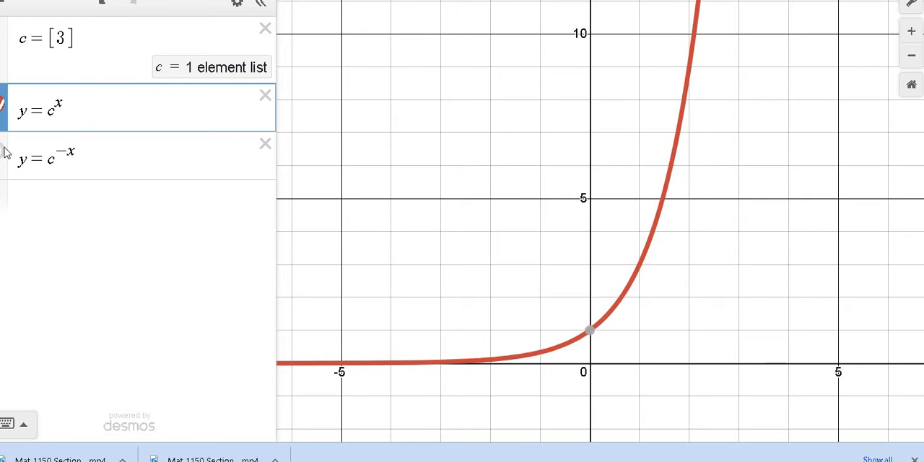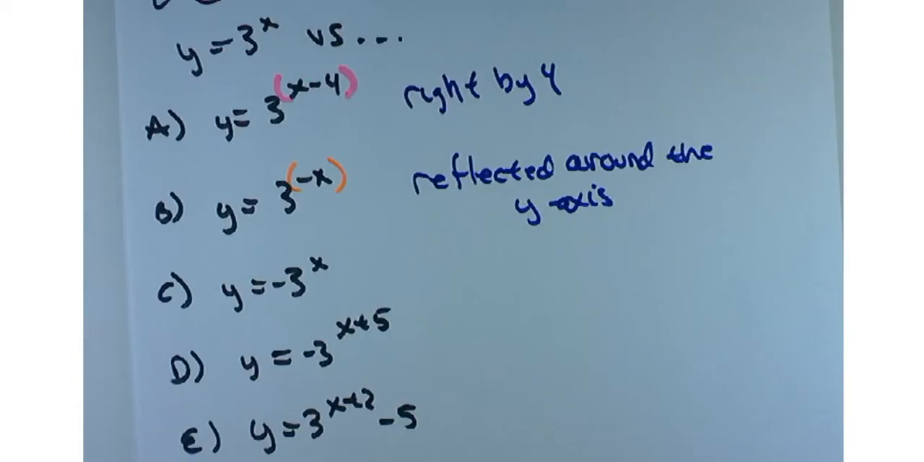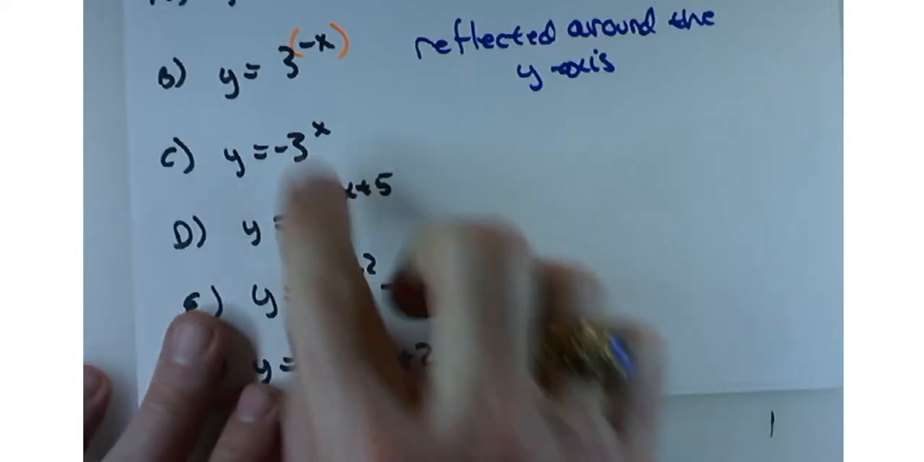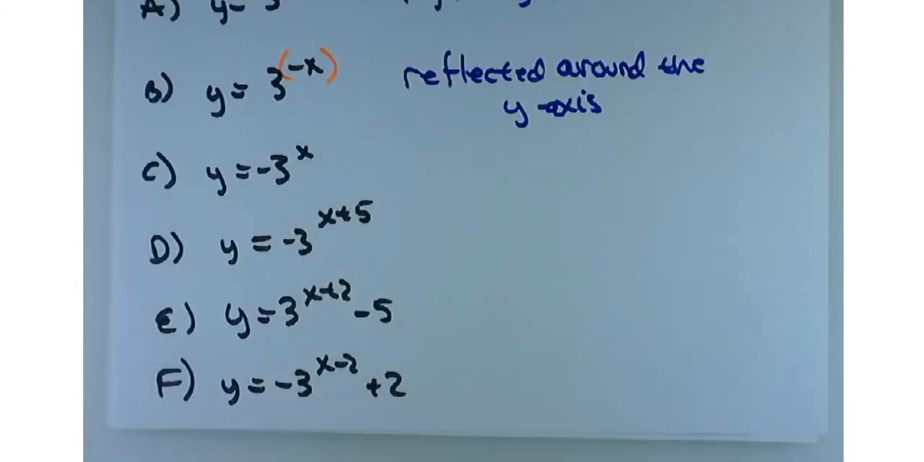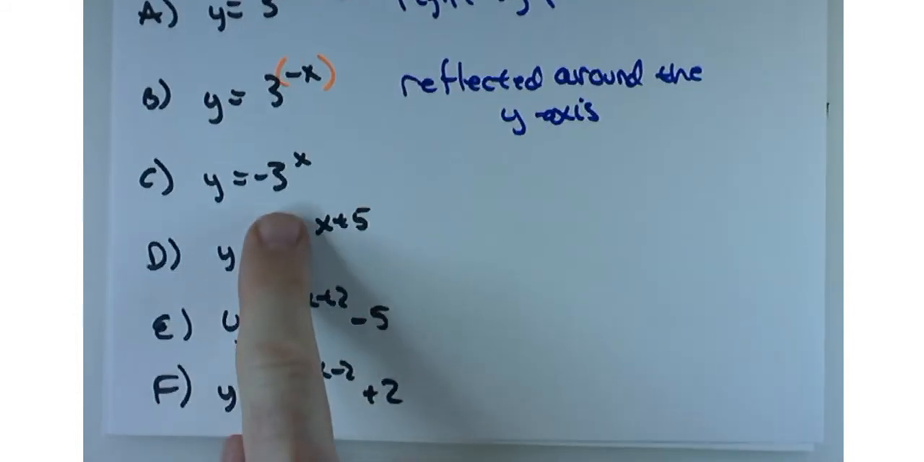If I reflect that, I get the same thing. I just get a mirror image around the line x equals 0 or the y-axis. They're just reflections. So good job. How about this one? Negative 3 to the x. Again, you're going to get some changing of the guard from 3 to the x. Where's this one going to get reflected around?